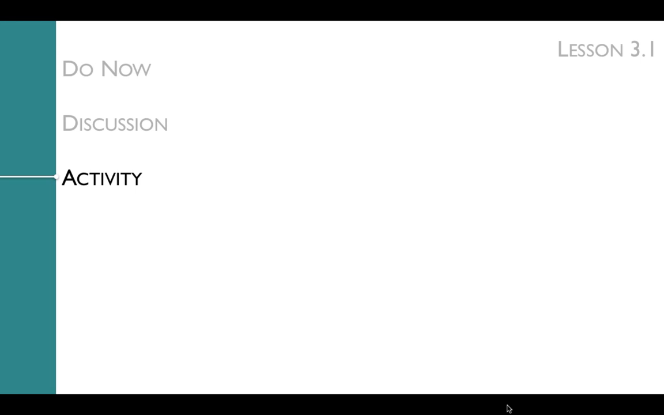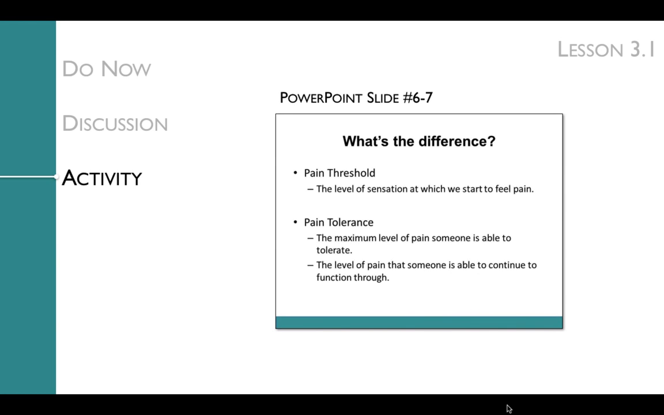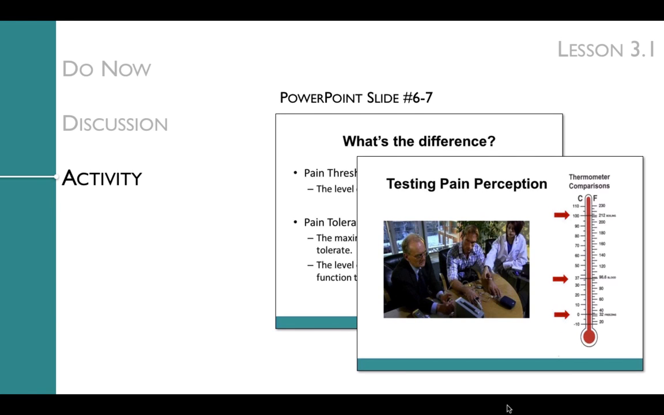After the video, you'll ask the students what's the difference between these two terms and use slide 6 to define them. Then you'll ask the students, how could you test someone's pain threshold or pain tolerance? Students usually come up with a wide variety of demonic ideas. After allowing some brainstorming, focus the class on using heat with slide number 7.